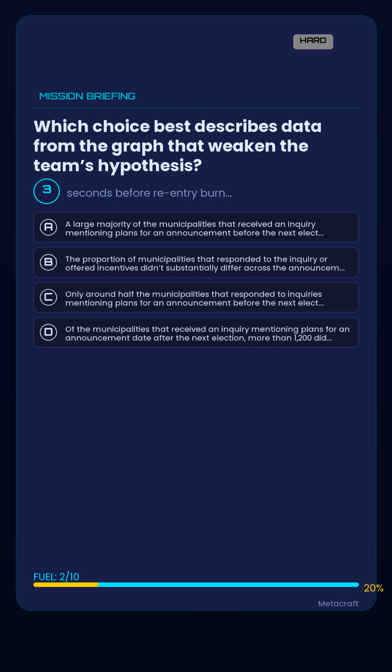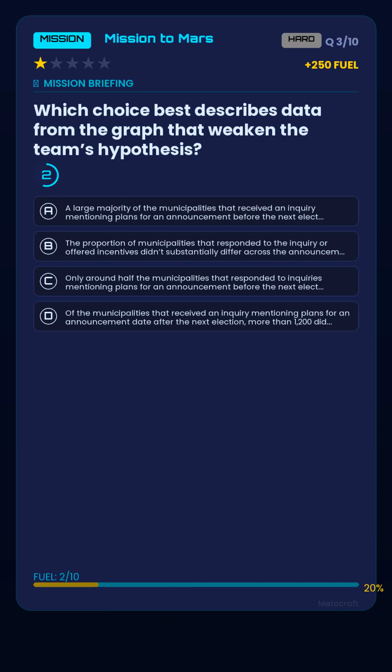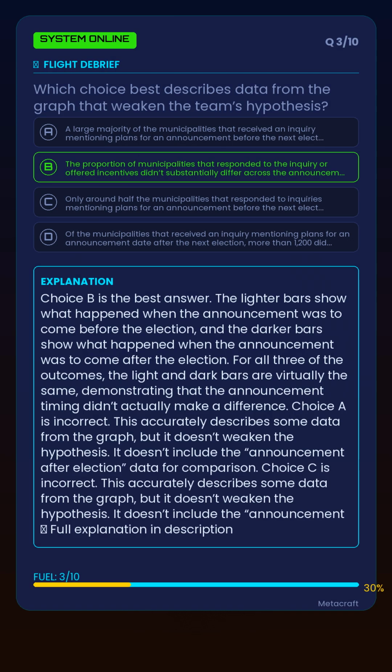Which choice best describes data from the graph that weaken the team's hypothesis? Option A, a large majority of the municipalities that received an inquiry mentioning plans for an announcement before the next election didn't respond to the inquiry. Option B, the proportion of municipalities that responded to the inquiry or offered incentives didn't substantially differ across the announcement timing conditions. Option C, only around half the municipalities that responded to inquiries mentioning plans for an announcement before the next election offered incentives. Option D, of the municipalities that received an inquiry mentioning plans for an announcement date after the next election, more than 1,200 didn't respond and only around 100 offered incentives. The correct answer is B.